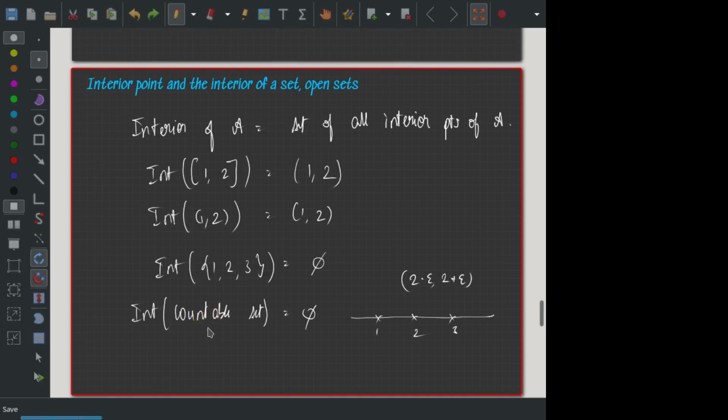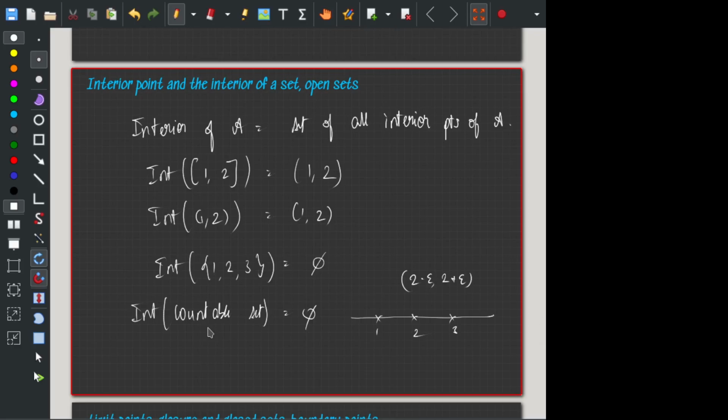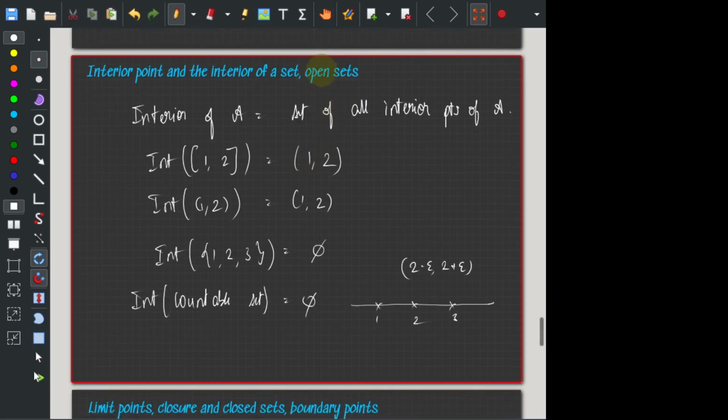Right? So one final definition before we end this class. A set is open basically if the interior is equal to the set itself. Every point of the set is an interior point. This is natural again for open intervals, but it also makes sense for more complicated spaces, for example, function spaces.